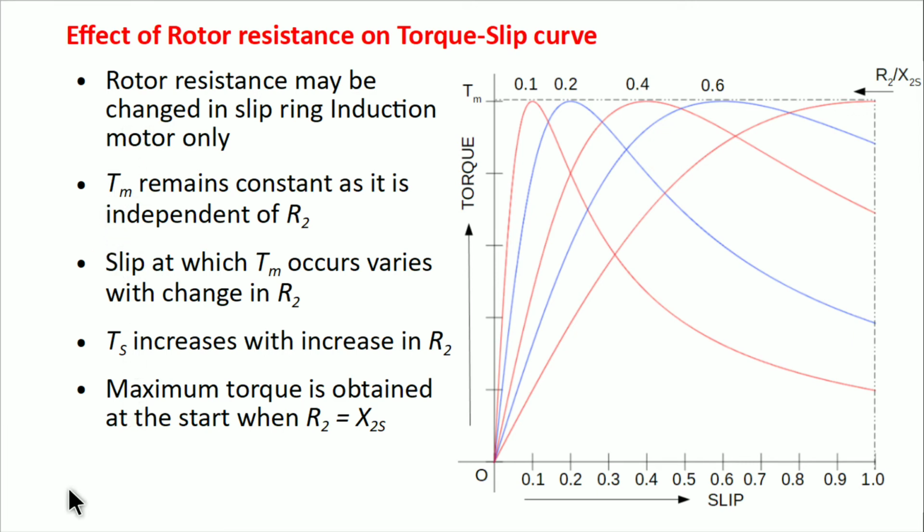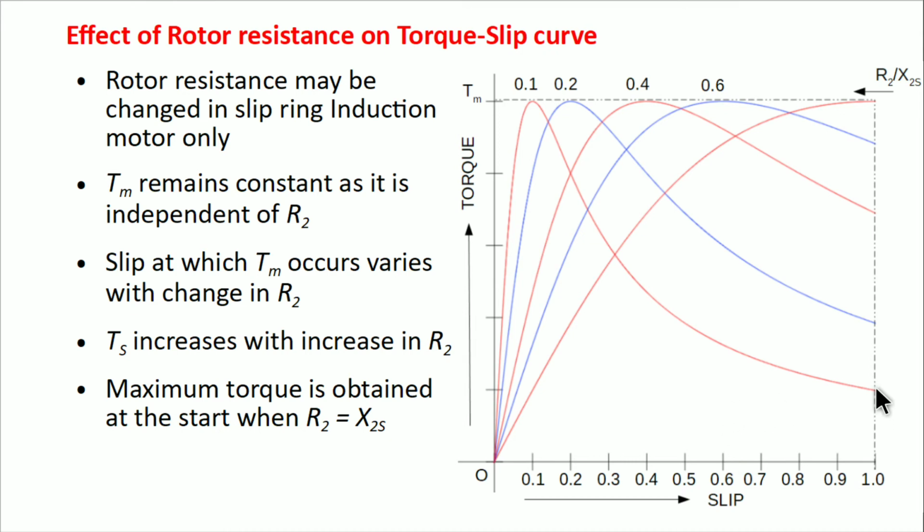Now, again we recall these points. Maximum torque remains the same because maximum torque is independent of the resistance R2. Slip at which maximum torque occurs varies with the change in R2. If we increase the resistance, it will shift this way. If we decrease, it will shift this way. Then starting torque also increases with the increase in resistance.